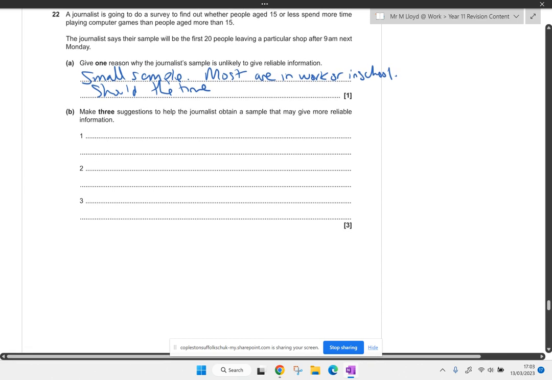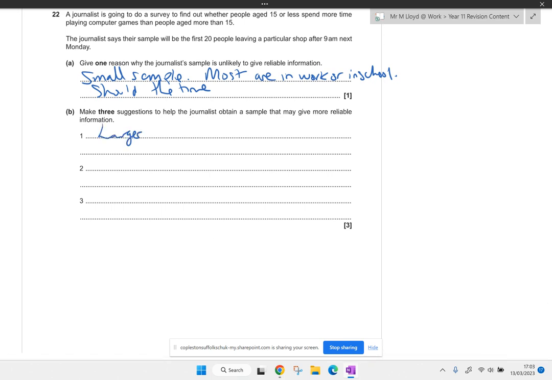Make 3 suggestions to help the journalist obtain a sample that will give him more reliable information. So we can use the opposites here. So we can have a larger sample size. That's fine. We could do it at a more appropriate time of day. I'm going to put day stroke time. So you could have like a Saturday at midday. So that would work a bit better.